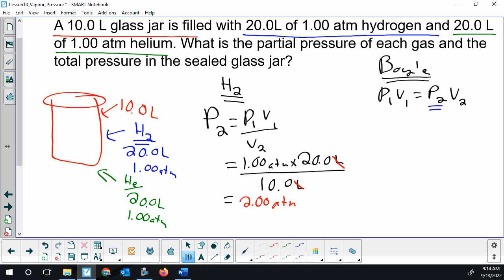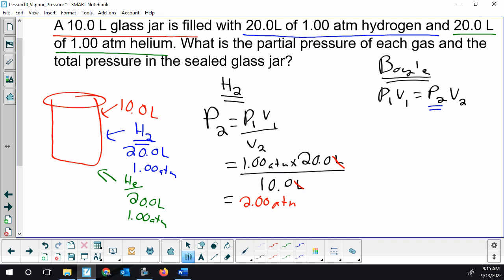I would hope some of you wouldn't even use an equation or math or calculators. The volume was cut in half, so you know the pressure should double, even without using a formula. Hopefully that makes some intuitive sense. So we're going to have 2 atmospheres of pressure inside this container.